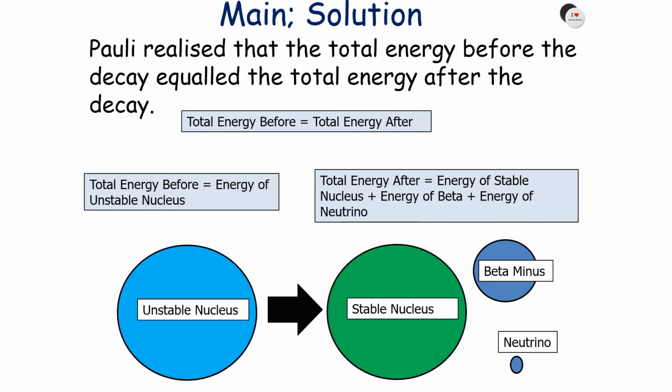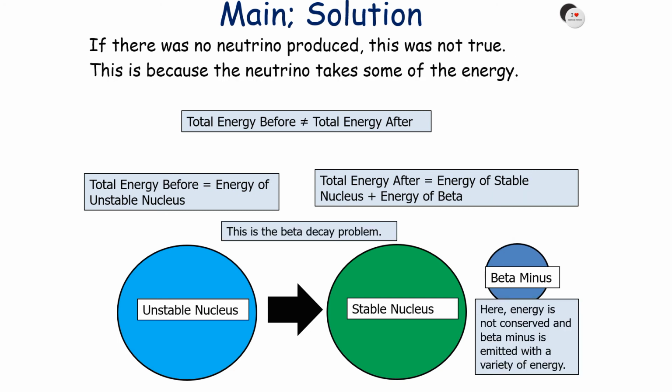So Pauli realized that the total energy before the beta decay equaled the total energy after the decay. However, the total energy before was the energy of the unstable nucleus, but the total energy after was the energy of the stable nucleus, the energy of the beta particle, and the energy of the neutrino.